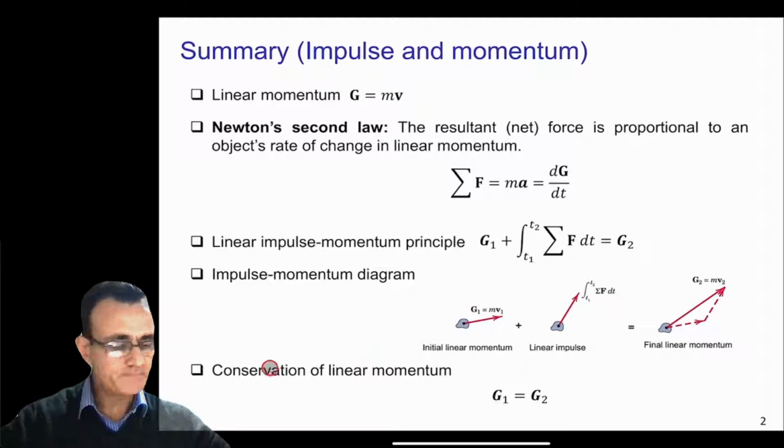Finally, in the previous lecture, we also introduced the conservation of linear momentum. If the external forces applied to the system are zero, if there is no force applied to the body, then this impulse will be equal to zero, and then g1 will become equal to g2. This means that the initial linear momentum will be equal to the final linear momentum of a system, and we say that this is the conservation of linear momentum equation.